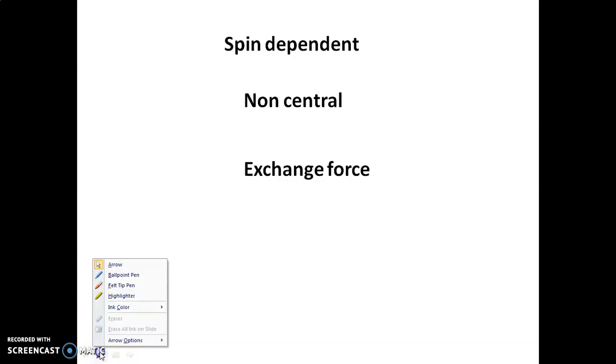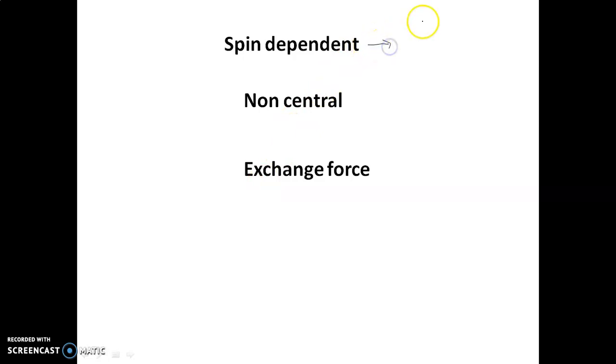I want to write it here. So when we talk about the spin dependent, actually spin dependent is like this. Inside the nucleus, we have got protons and neutrons. Suppose we take an element where there are 2 protons and 2 neutrons. Now when I talk about nuclear force, I mean the nuclear force of attraction between these 2 protons, or this proton and this neutron and this neutron and neutron.